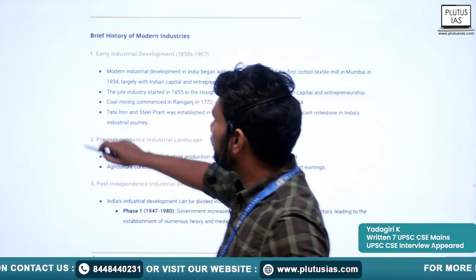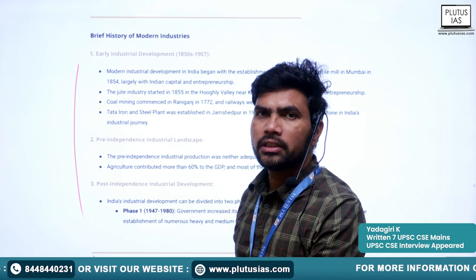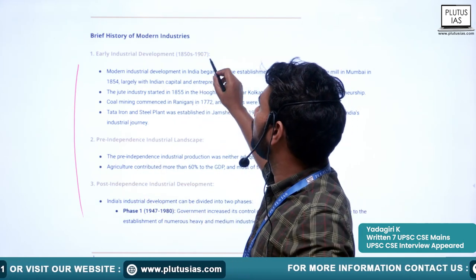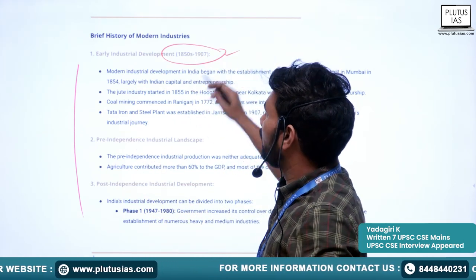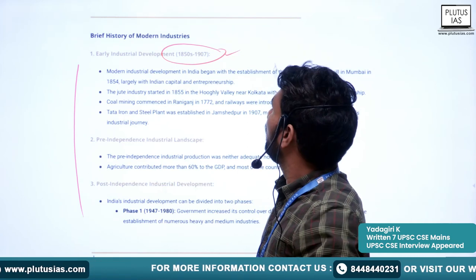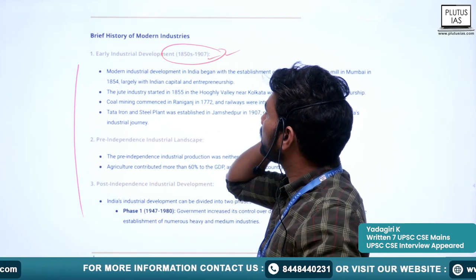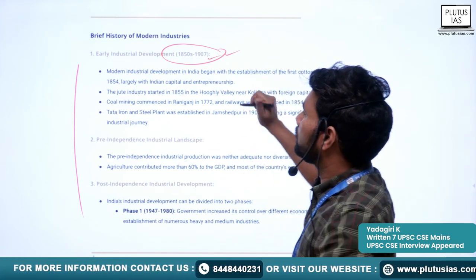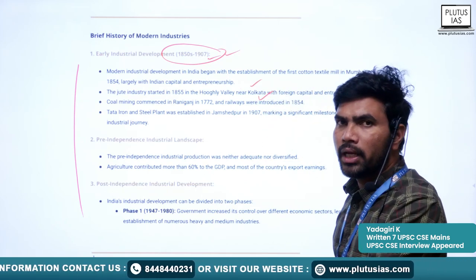So this is the brief history of modern industries in India. You can go through these developments. We will briefly see the early industrial development during 1850s to 1907. Some of the industries were started by the Britishers.